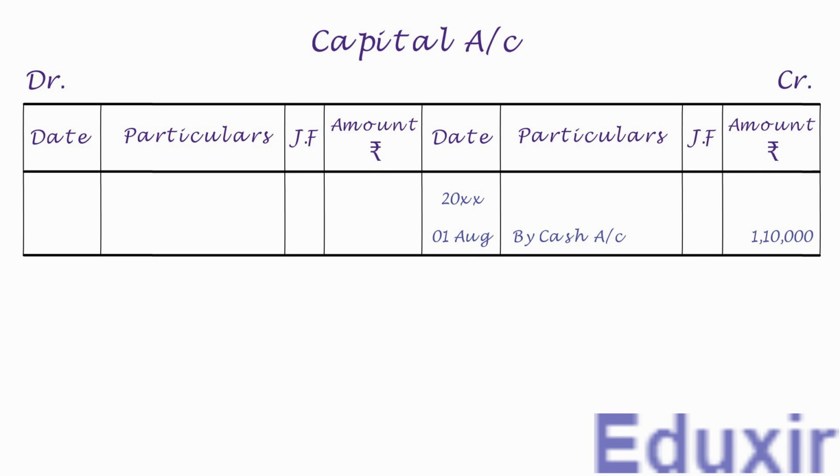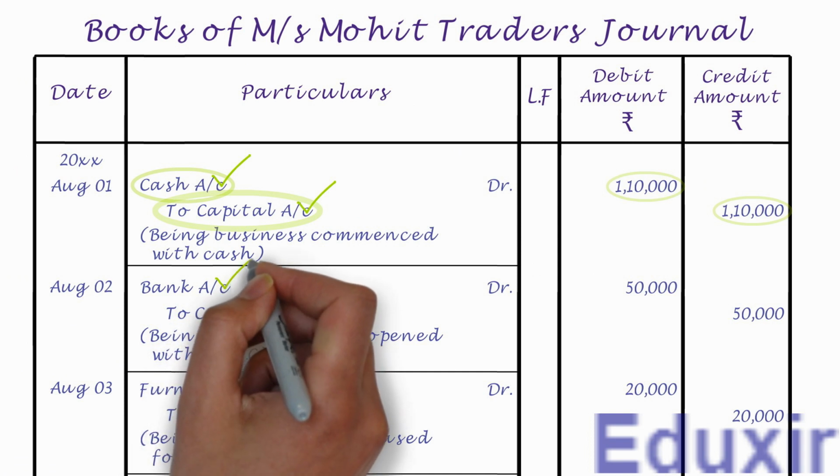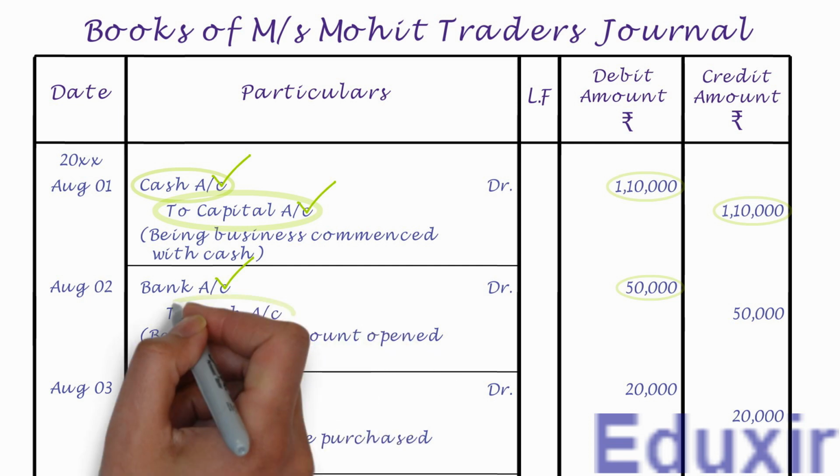Let us now take up the next entry. As the name suggests, it needs to be posted on the debit side of the bank account, and the debit amount is 50,000 rupees. Note that the details that need to be posted into the particulars column is cash account.